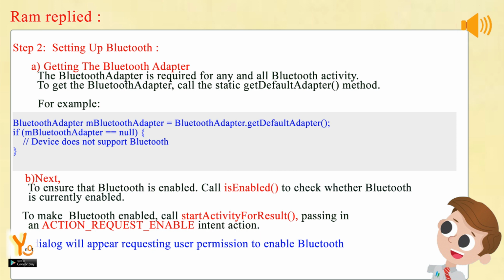The Bluetooth adapter is required for any and all Bluetooth activity. To get the Bluetooth adapter, call the static getDefaultAdapter method. Example is given below. Next, to ensure that Bluetooth is enabled, call isEnabled to check whether Bluetooth is currently enabled. To enable Bluetooth, call startActivityForResult, passing in the ACTION_REQUEST_ENABLE intent action. A dialog will appear requesting user permission to enable Bluetooth.